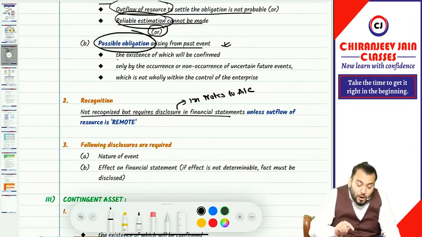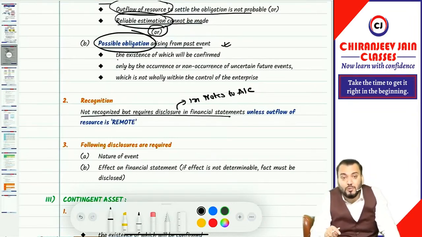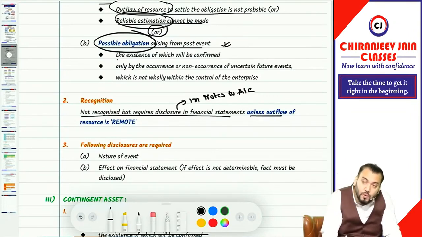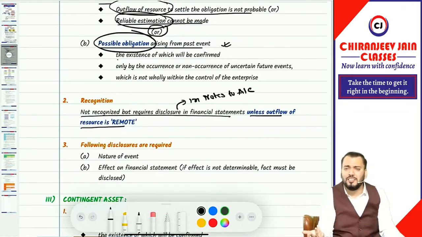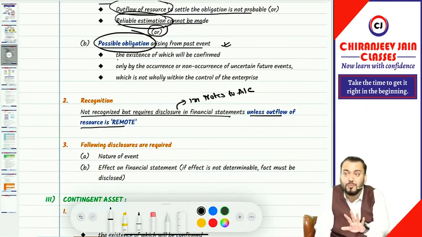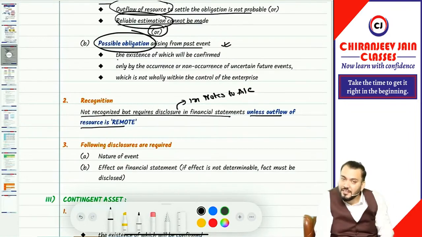Correct? So all contingent liability will be required disclosure in the financial statements, that is in the notes to accounts, unless the outflow of resource is remote. If the outflow of resource is remote, meaning chances are less than 5%, then ignore it. Understood? Correct?